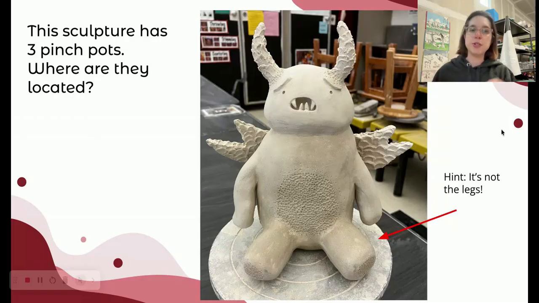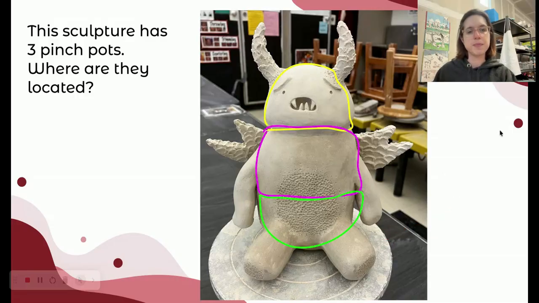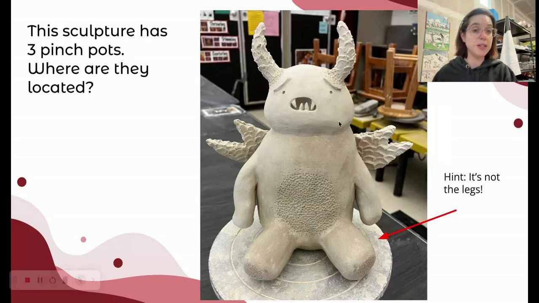Now, this sculpture actually uses 3 pinch pots. Where are they located? So looking at this, the body is made using 2 pinch pots put together, and the head is actually 1 pinch pot. You can see a difference here due to the way the head is connected to the body. Now, the legs are not made of pinch pots. They're actually hollowed out so they don't explode in the kiln.